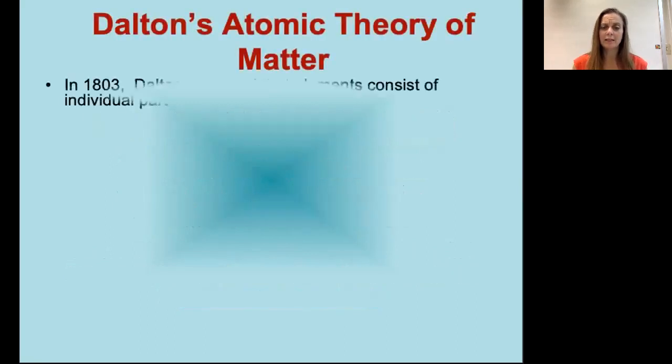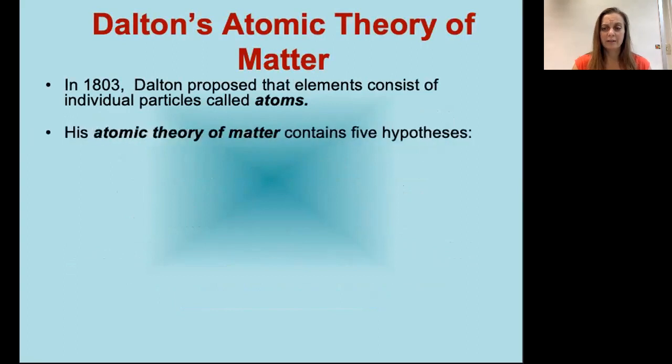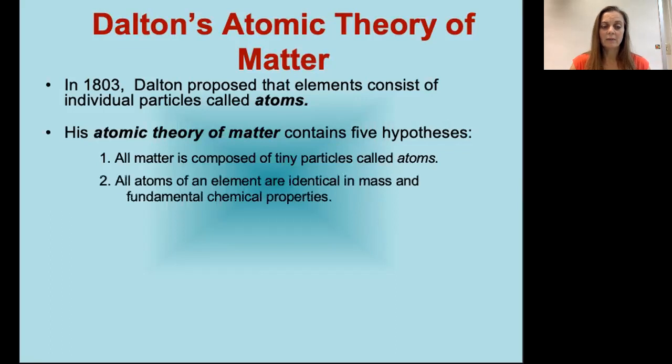So it's proposed in 1803, and he says that elements consist of individual particles called atoms. And there are 5 hypotheses in his theory. The first one is that all matter is composed of tiny particles called atoms. The second one is that all atoms of an element are identical in mass and fundamental chemical properties. So he's saying all atoms of any one element are the same. His third hypothesis is that atoms cannot be subdivided or destroyed.